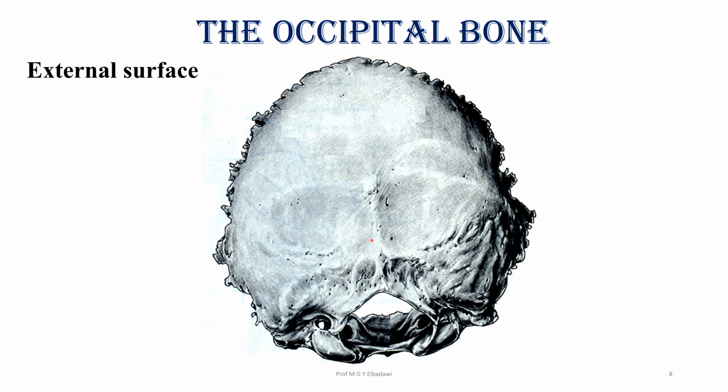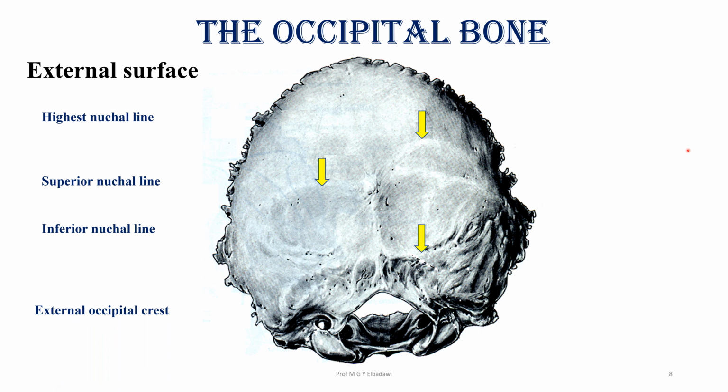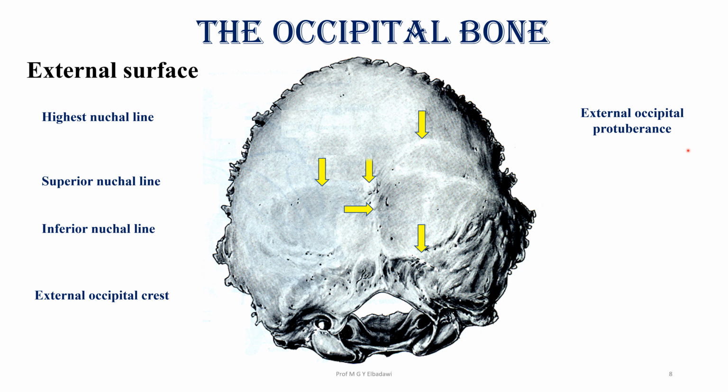That's the occipital bone. From the external surface of that bone, the main features you can see are the three nuchal lines: the highest nuchal line, the superior nuchal line, and the inferior nuchal line. We can see also the external occipital crest. On the upper end of it is the external occipital protuberance, the center of which is the inion, as we said earlier in the first lecture.